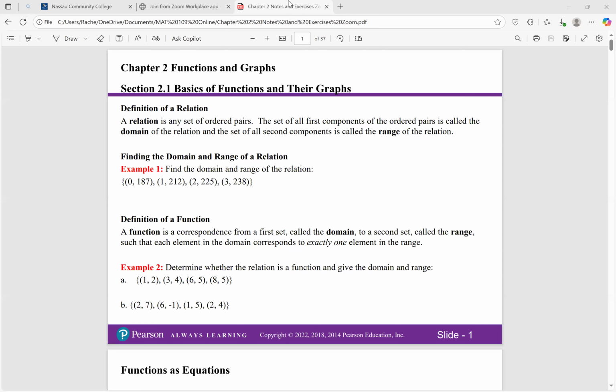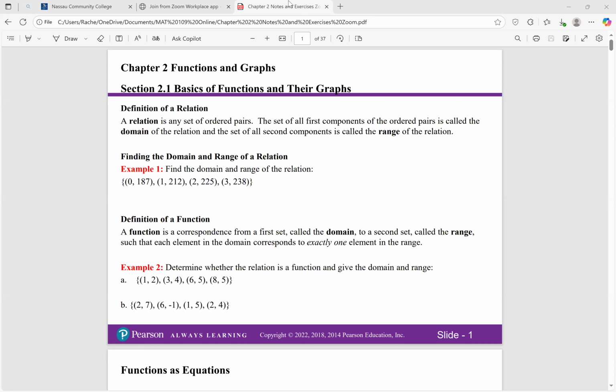In this lecture, we're going to start Chapter 2, Functions and Graphs. Section 2.1 covers basics of functions and their graphs. So let's start with the definition of a relation. Just think of a relation as any set of ordered pairs. It doesn't matter what the graph looks like. As long as you have a set of ordered pairs, that's considered a relation.